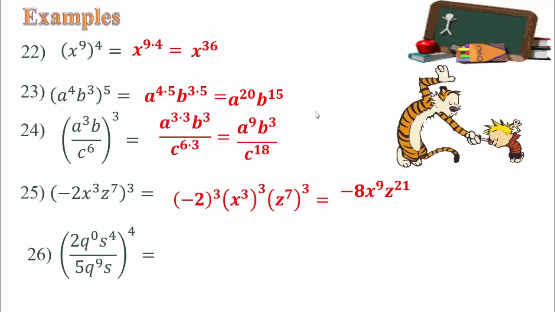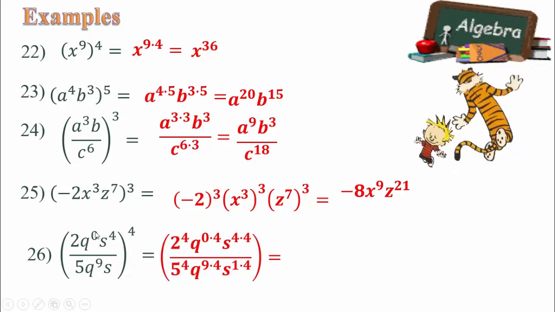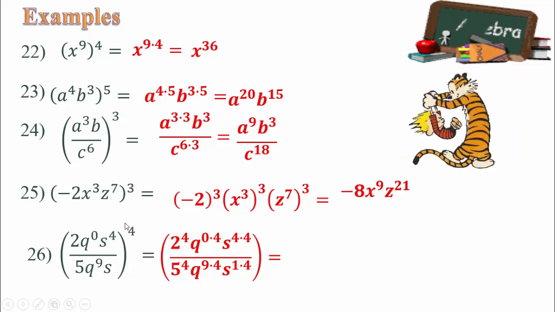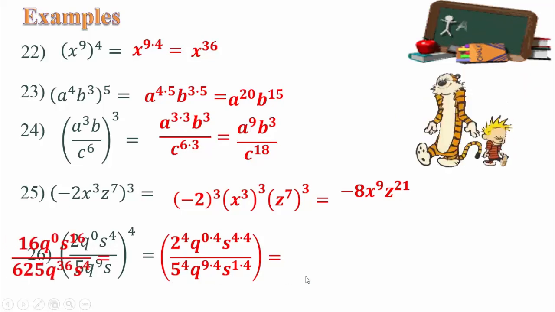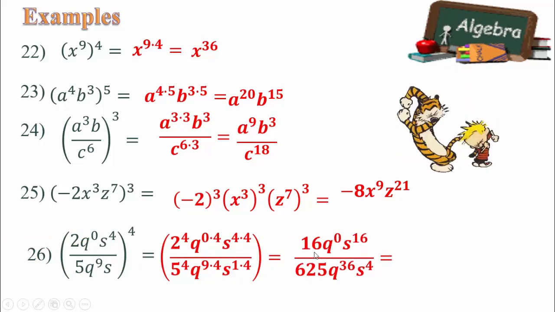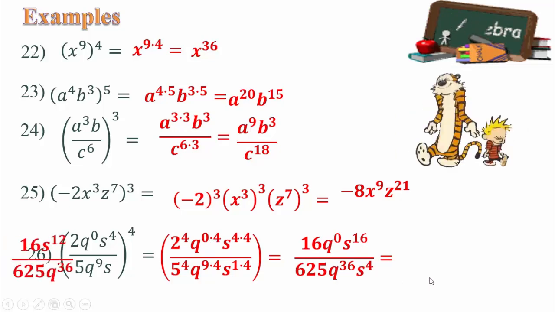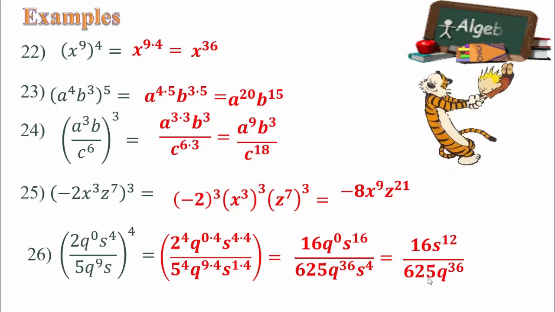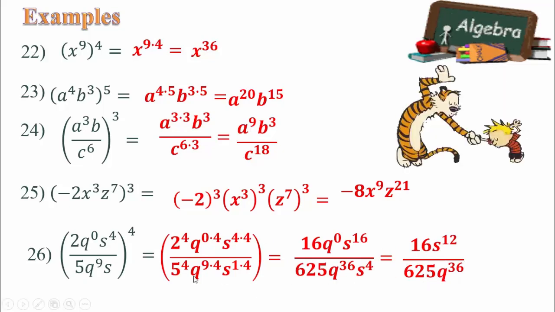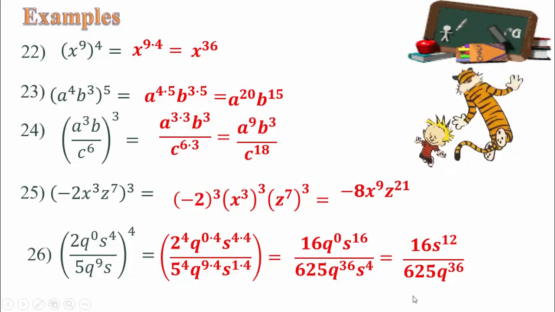In reviewing what we just did on the whiteboard in number 26, I brought the power that's outside and brought it inside and took everything to that power by multiplication. Now remember, 0 times 4 is 0, and remember what anything to the 0 power is. So when I worked all this out, 5 to the 4th power, etc., this was my final answer.